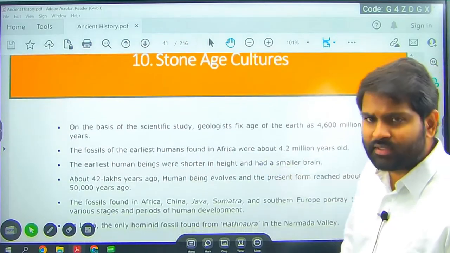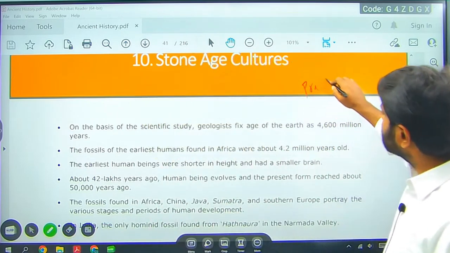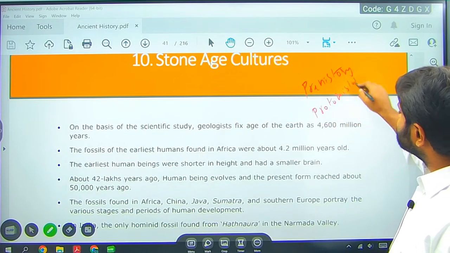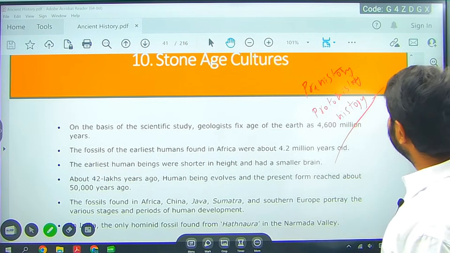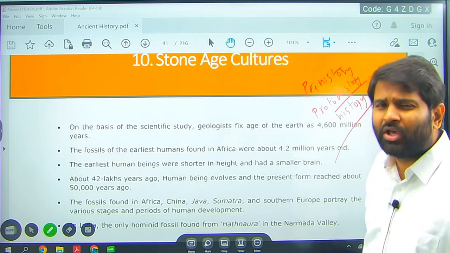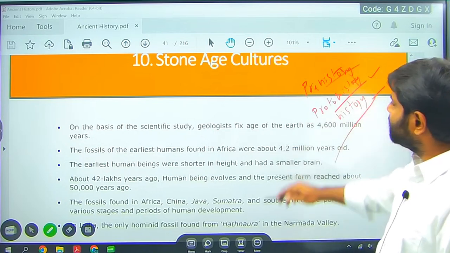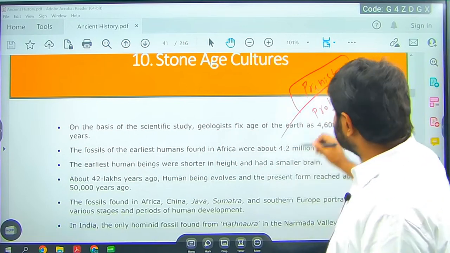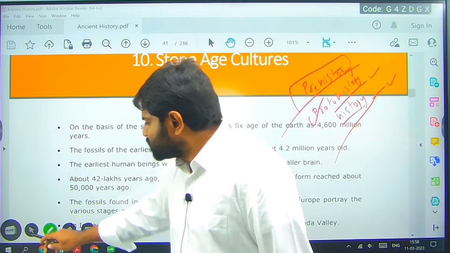So, Stone Age cultures. Now we are trying to talk about the Stone Age. If you divide history into prehistory, proto-history, and history: history is where we have cultural records available. Proto-history is where we have records, like epigraphical sources, but the problem is that we can't decode them. And prehistory is where we don't have any sources, like the Stone Ages. There is no written record. There is written record, but we cannot decode it. And there is written record and we can decode it. So the Stone Age is part of prehistory.